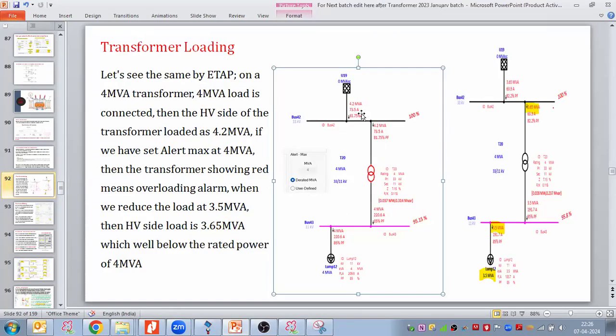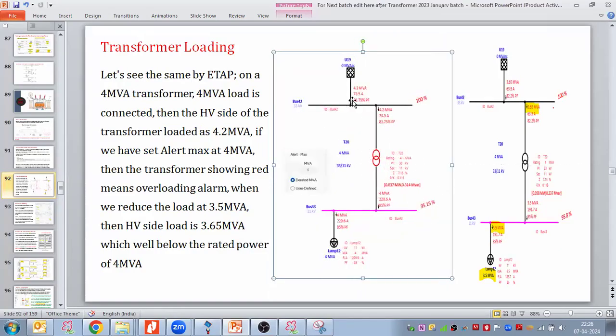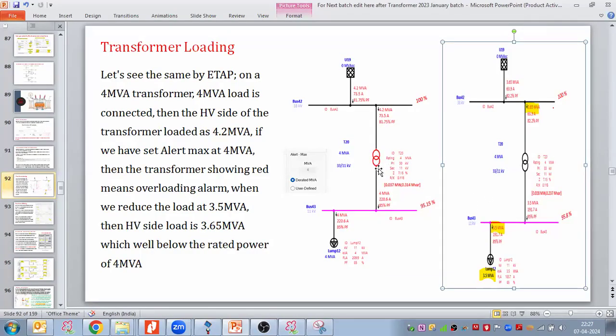4 MVA 33 by 11 kV we have taken in this example. So now when I'm putting a 4 MVA load on a 4 MVA transformer, this transformer turns red, as it is taking 4.2 MVA from the grid, and red is indicating the overload alert here. If I connect a 3.5 MVA load on this transformer, it takes 3.65 MVA, which is lower than the 4 MVA primary side, and there is no overloading alert coming here.